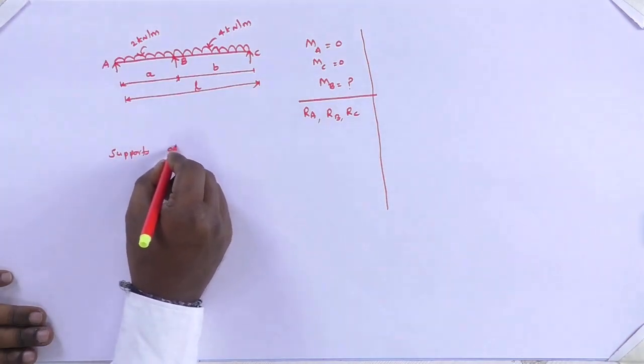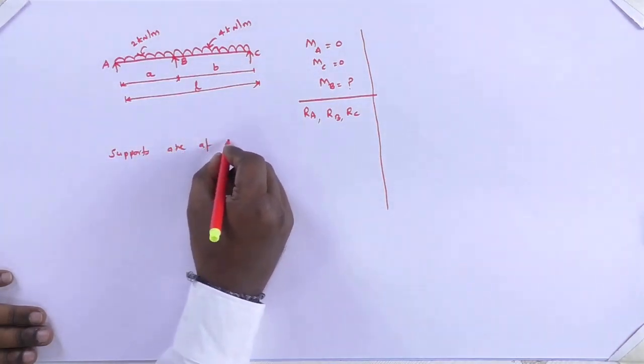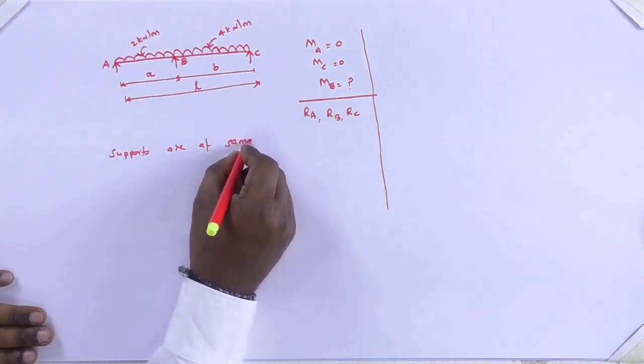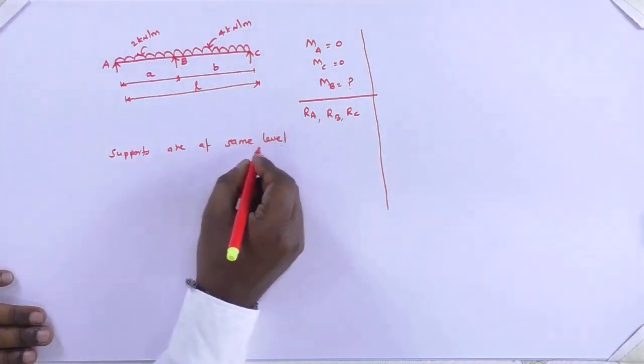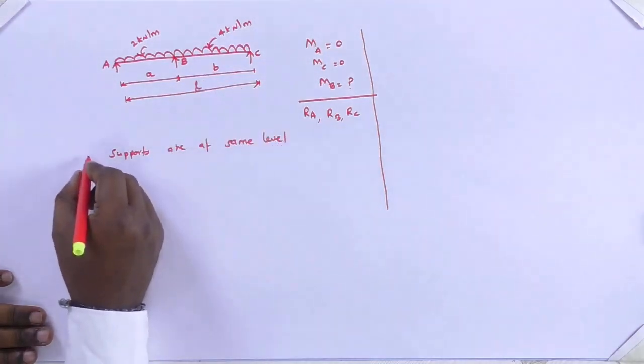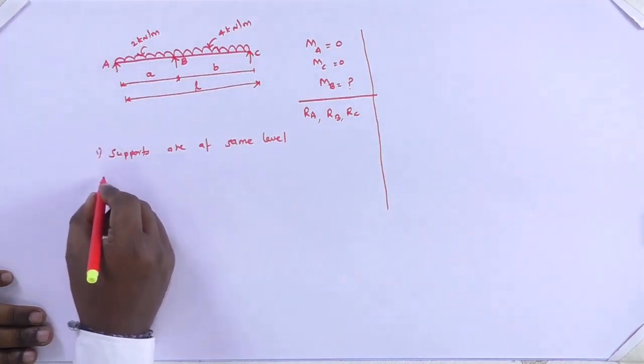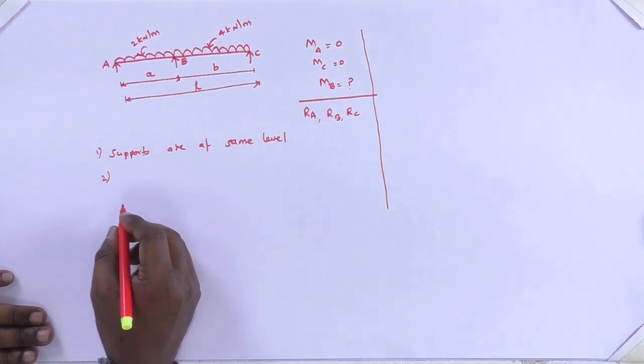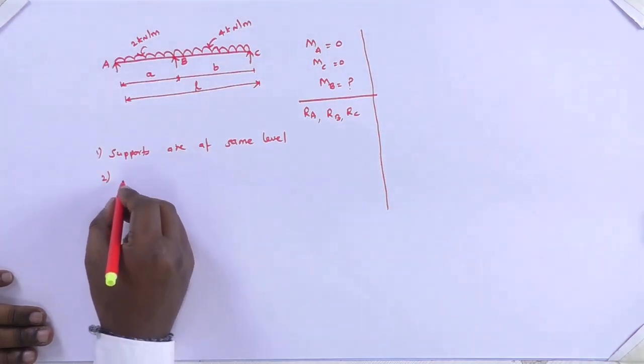Supports are at the same level, there is no deviation. This is an assumption. And the second assumption is the flexural rigidity. The flexural rigidity is nothing but what?